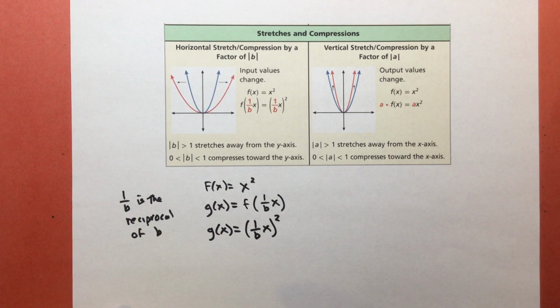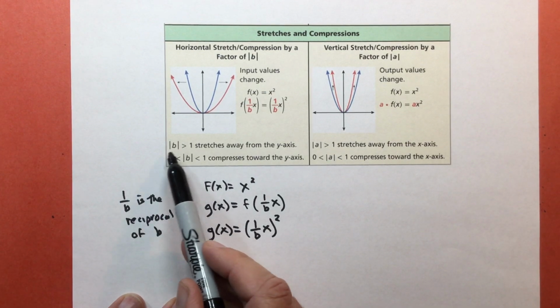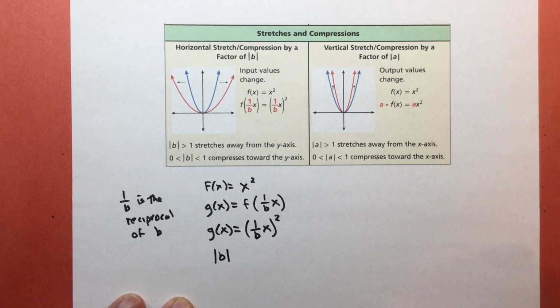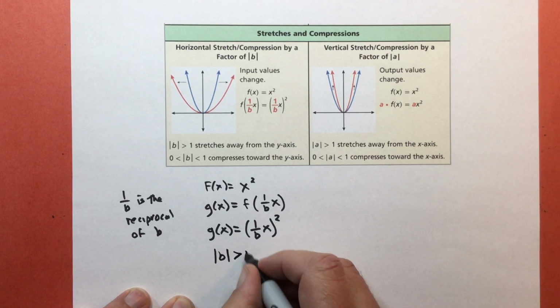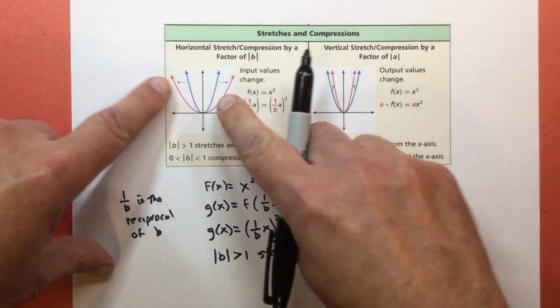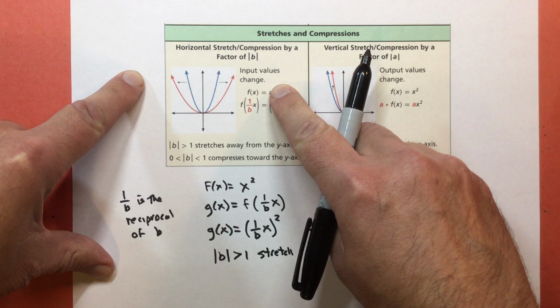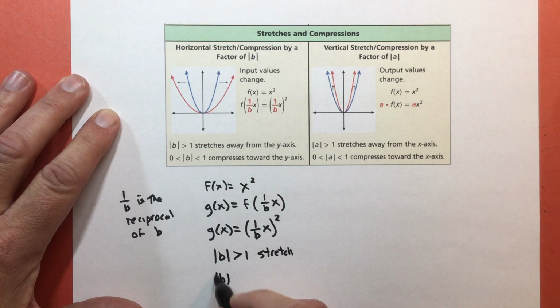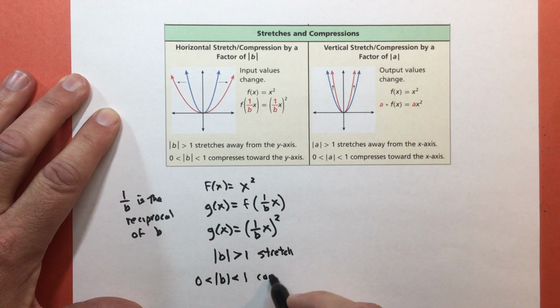Just like we talked about last time, you can simplify this, and that would get rid of the parentheses. But we're going to leave the parentheses in there now so that you can see that it is a horizontal transformation. All right? If b, and we're going to make b positive by putting absolute value bars around it, if b is bigger than 1, it's going to be a horizontal stretch, which means it's going to take it and pull it out sideways. And if b is less than 1, but also bigger than 0, it's going to be a compression.